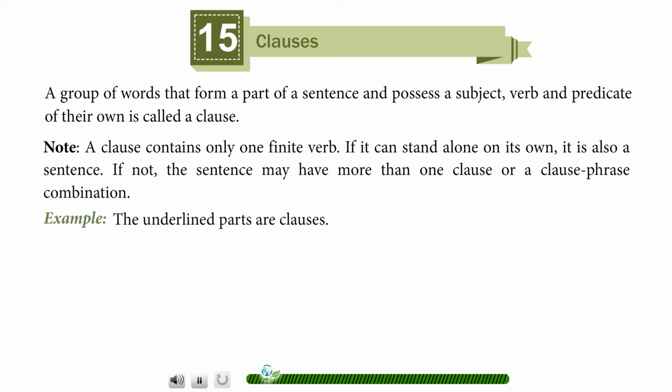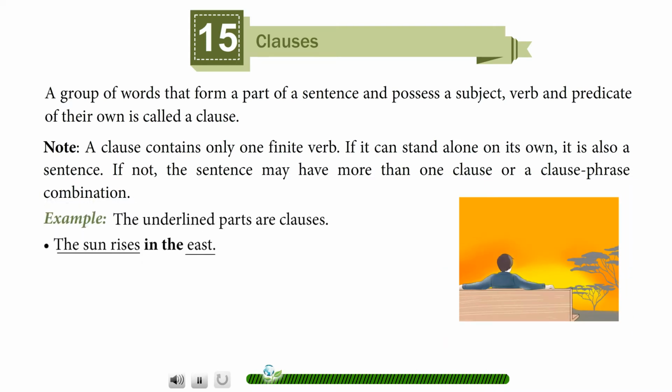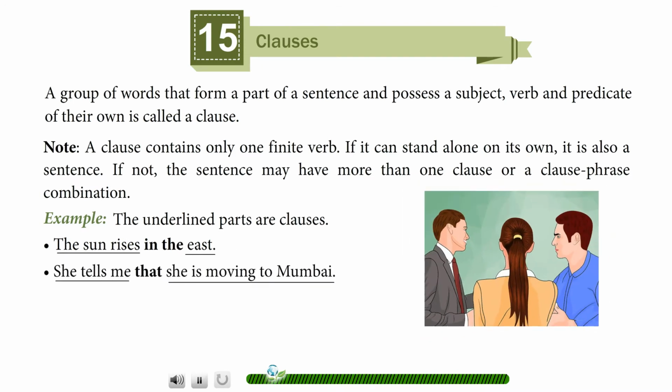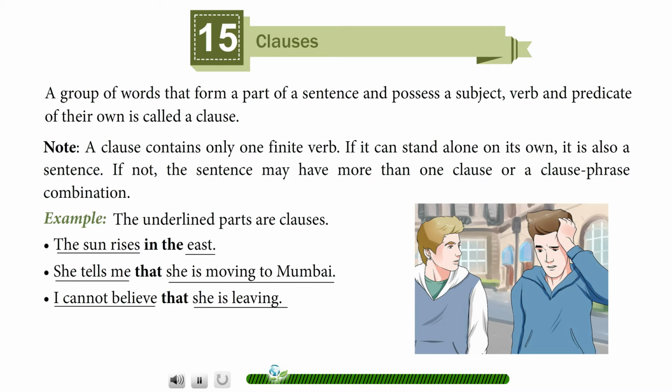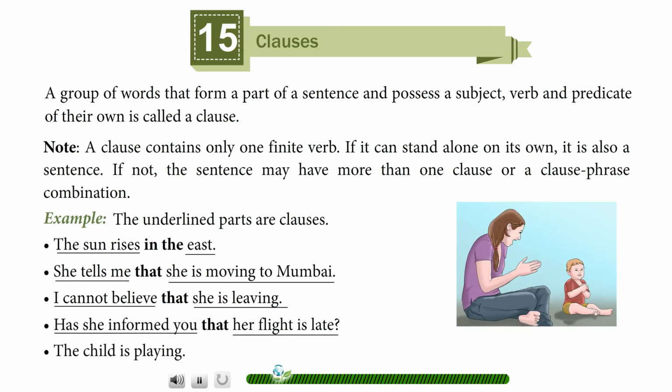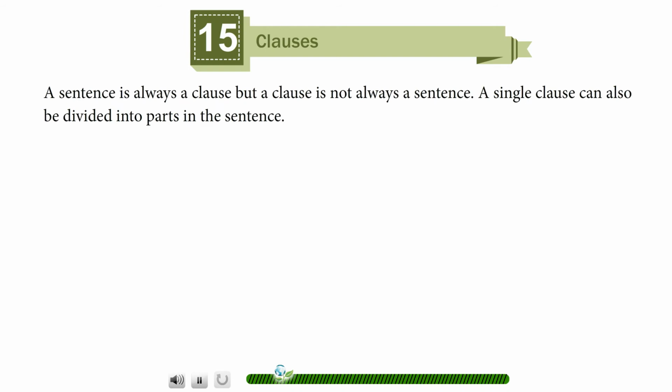Example, the underlined parts are clauses. The sun rises in the east. She tells me that she is moving to Mumbai. I cannot believe that she is leaving. Has she informed you that a flight is late? The child is playing. A sentence is always a clause, but a clause is not always a sentence. A single clause can also be divided into parts in the sentence.